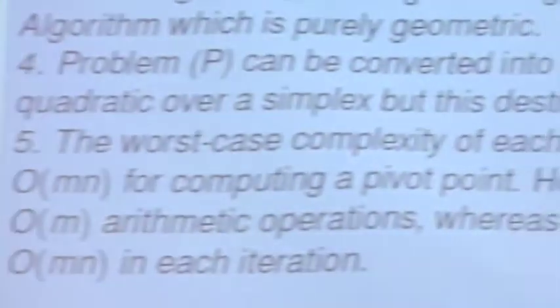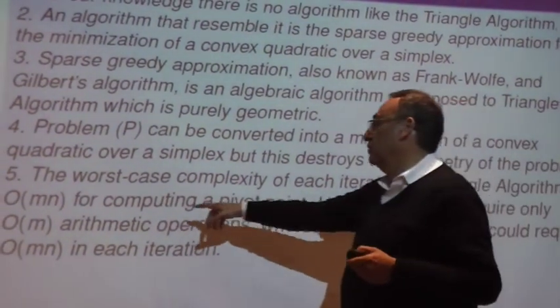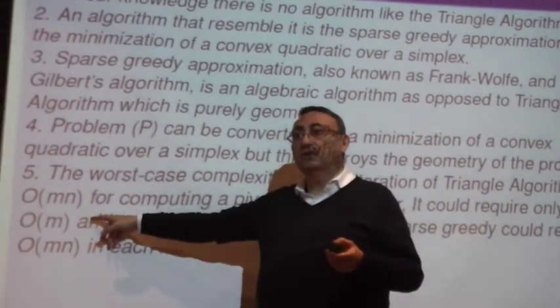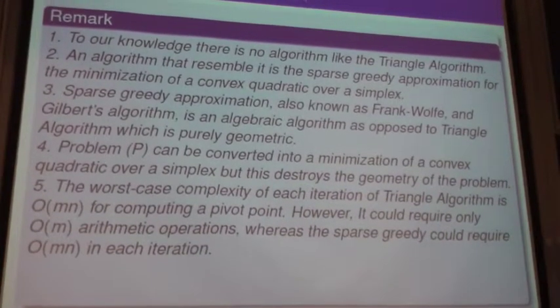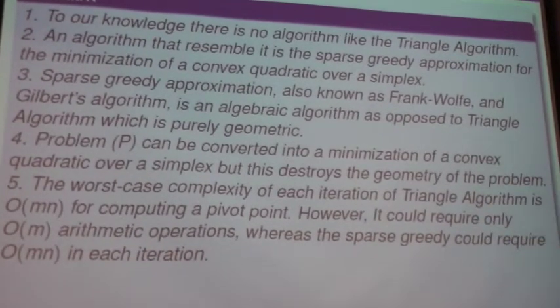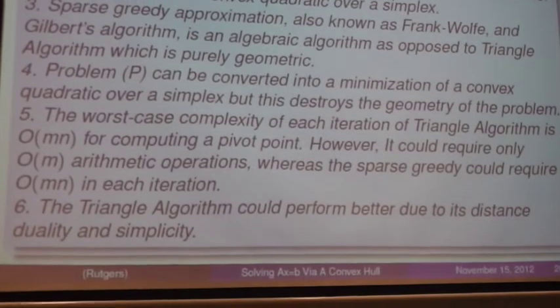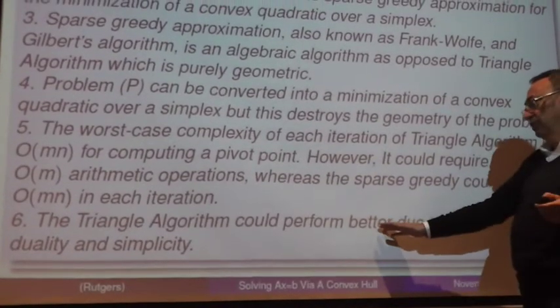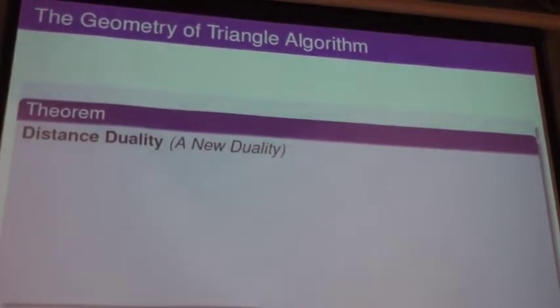So each iteration, in the worst case, takes O of mn arithmetic operations. But if you're lucky, it only takes O of m. And this makes it even faster, while the other algorithm, I think the sparse greedy, takes O of mn. So I really feel that this is a better algorithm than sparse greedy for solving this geometric problem. But I don't really have any serious computational results at this point.